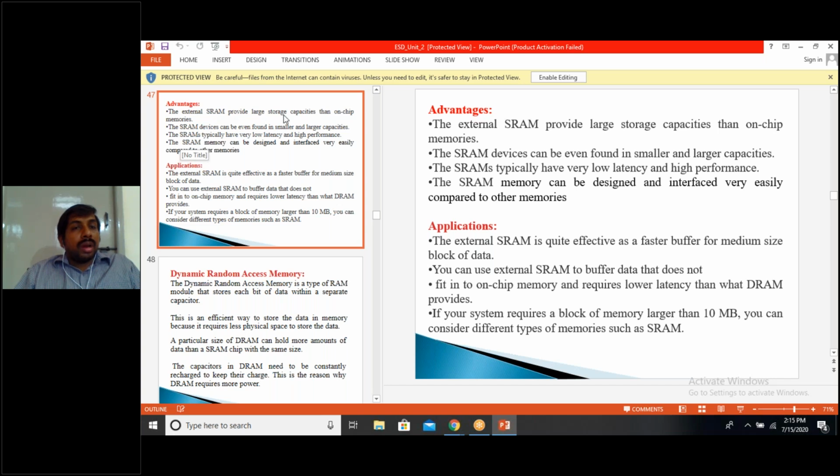SRAM has large storage capacity for on-chip use. It can be used in smaller and larger capacities. It has low latency and high performance. Latency means the delay between input and output. SRAM can be designed very easily compared to other memories. Applications: it is used as a faster buffer for medium-size blocks of data. It fits for on-chip memory having lower latency. If your memory ranges more than 10 MB, you can consider such types of SRAMs.